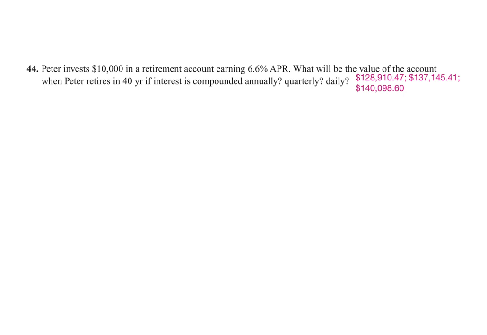The first one we're going to set up, if we're looking for the final amount after 40 years, we would say, take that $10,000 and multiply it by 1 plus. The first one is compounded annually. So when it's compounded annually, it's going to be your rate in decimal form divided by 1, raised to just the number of years times 1. It's compounding once a year. And so this is the first setup to get the 128,910.